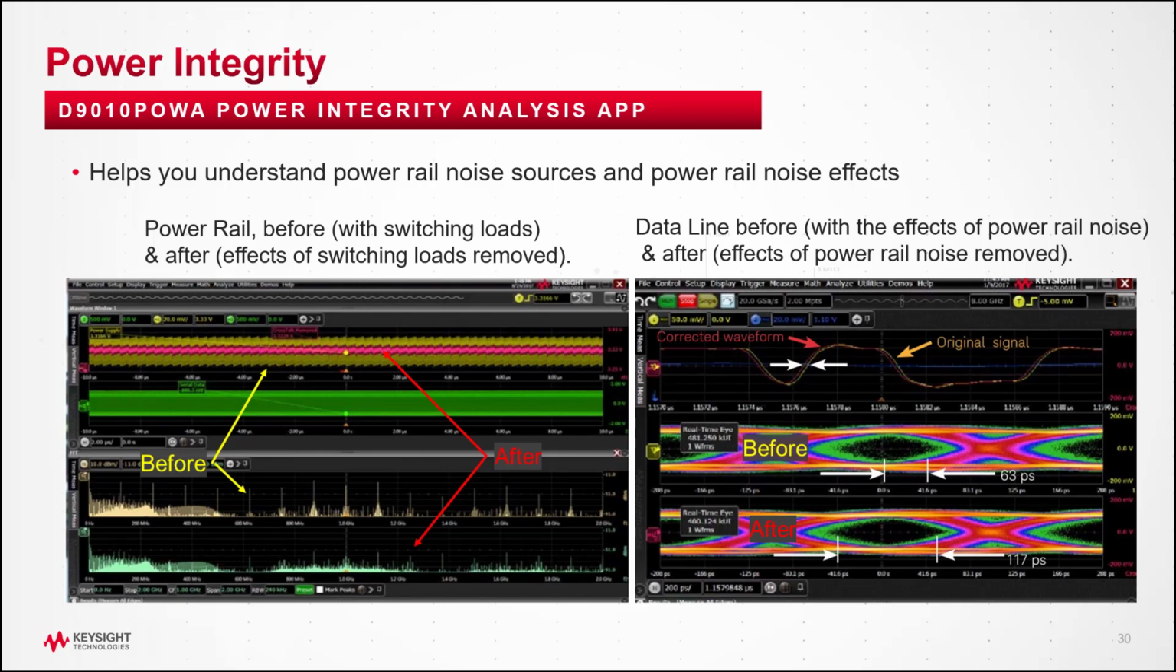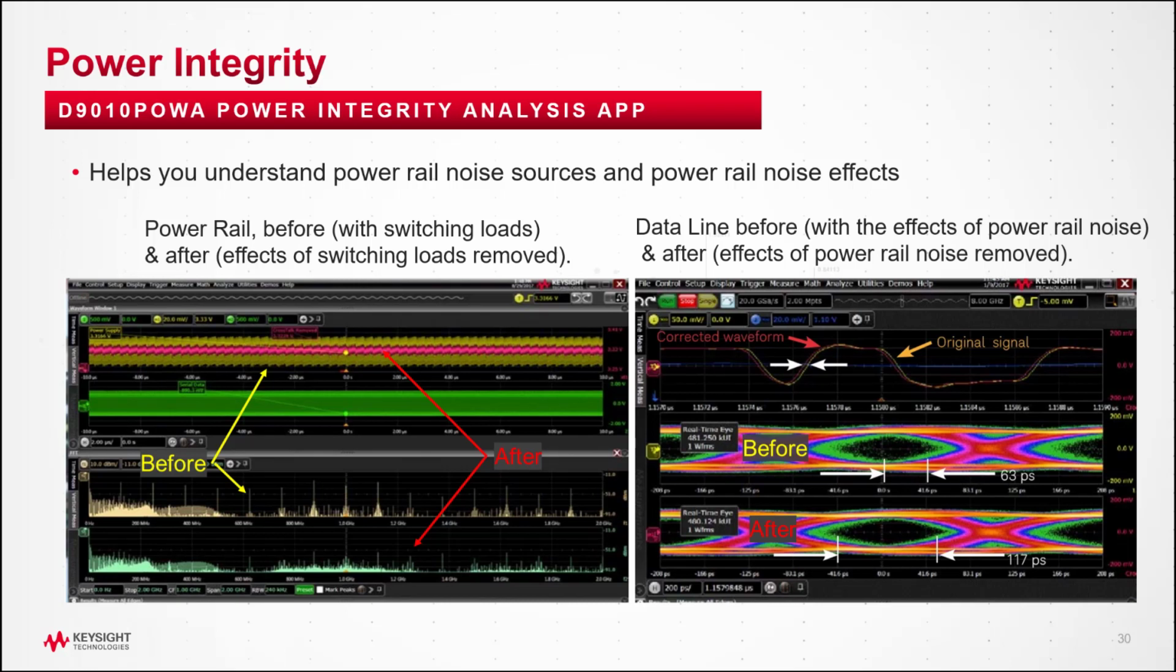okay, here's your power rail before, the yellow, and here it is after, if you could better isolate it from those switching loads. That might be adjusting the impedance of the PDN, for example. And so it shows me the effects of these noise sources on my power rail. The opposite is true too.